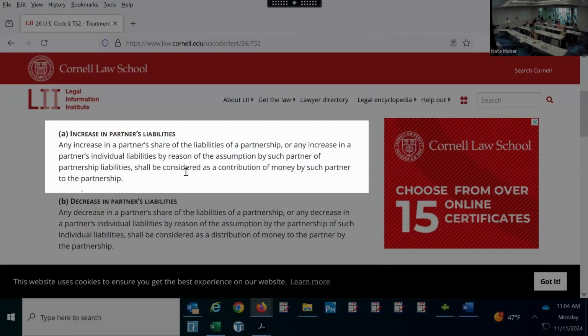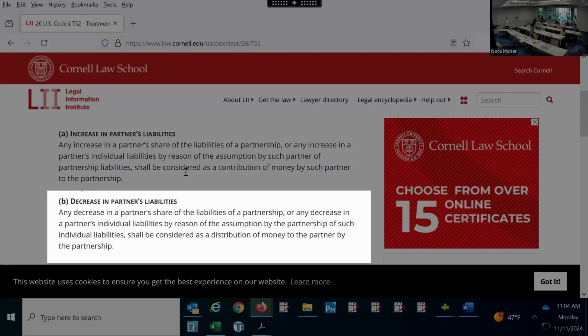Melissa, what's 752(a) say? Increase in partners' liabilities. Any increase in a partner's share of the liabilities of a partnership, or any increase in a partner's individual liabilities by reason of the assumption by such partner of partnership liabilities, shall be considered as a contribution of money by such partner to the partnership. Okay, so what's (b) say? Decrease in partners' liabilities. Any decrease in a partner's share of the liabilities of a partnership, or any decrease in a partner's individual liabilities by reason of the assumption by the partnership of such individual liabilities, shall be considered as a distribution of money to the partner by the partnership.